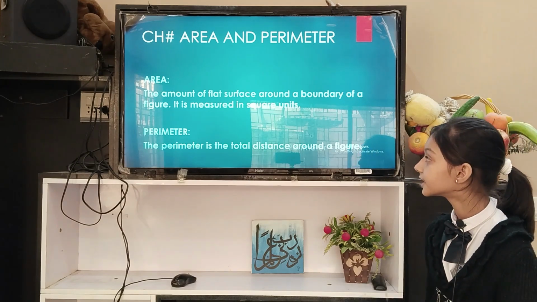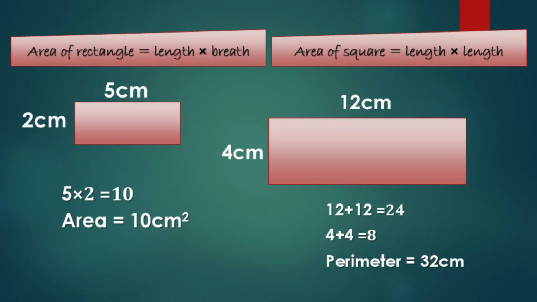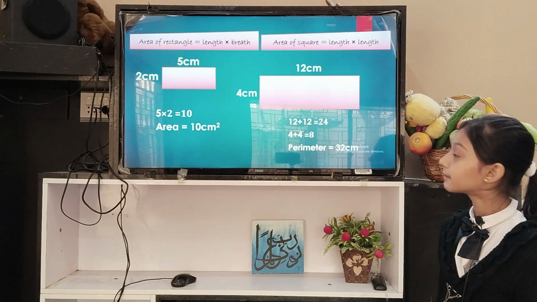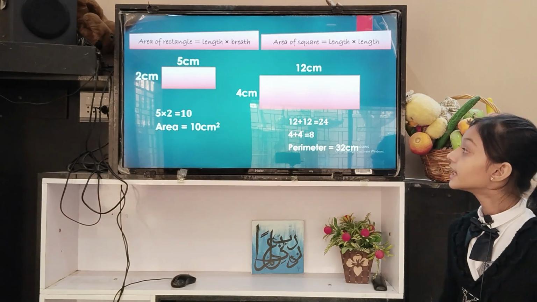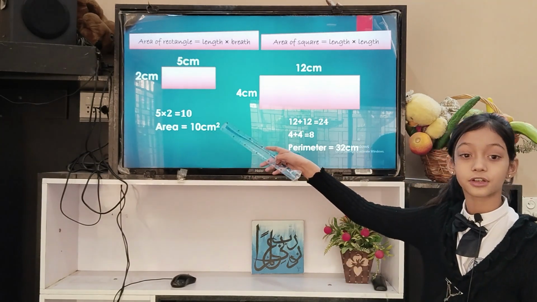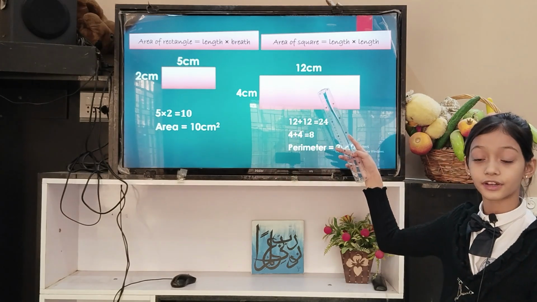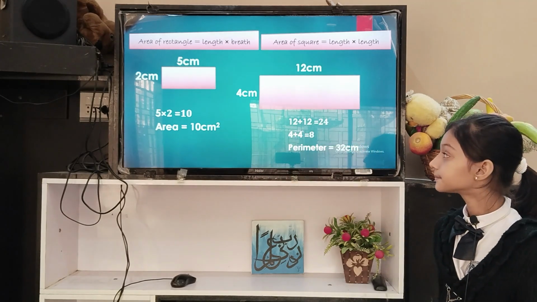There are two formulas of area. First, area of a rectangle is length multiplied by breadth. Area of a square is length multiplied by length. The shorter side of a rectangle is called breadth and the longer side of a rectangle is called length.